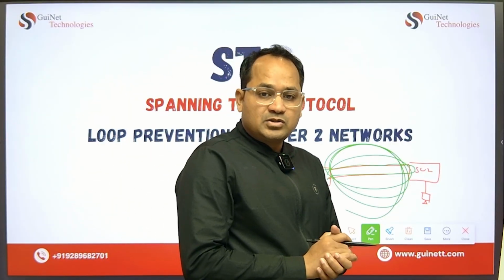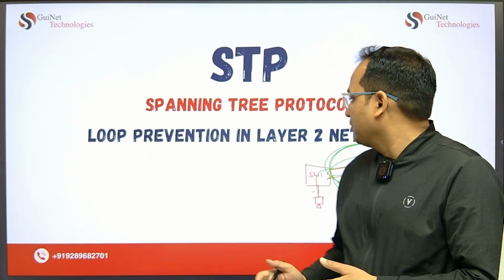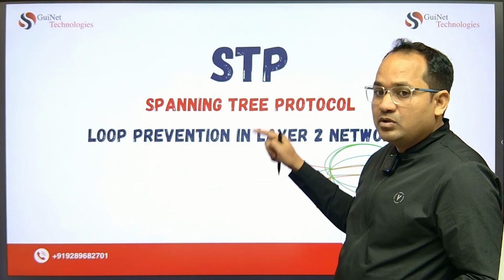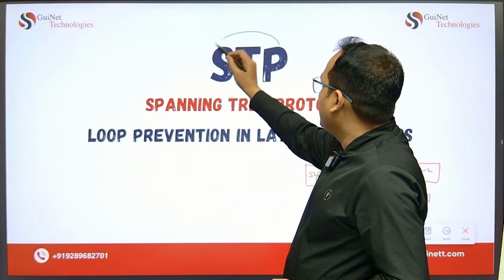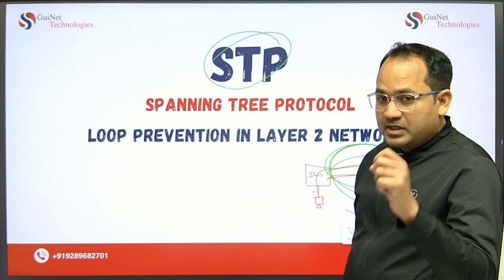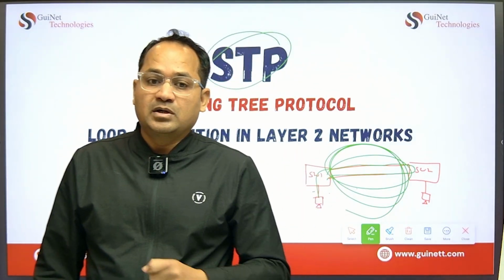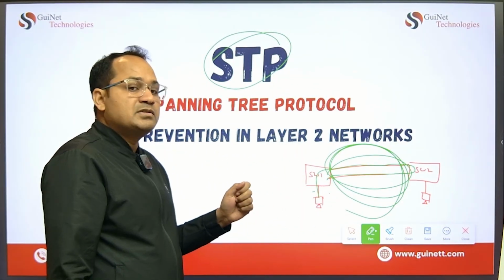To avoid this situation, when I send a packet from one switch to another switch, it should not return back to me and form a loop. We use STP, the Spanning Tree Protocol. This protocol makes sure no loop happens in the layer 2 network, and that's why it is very important.